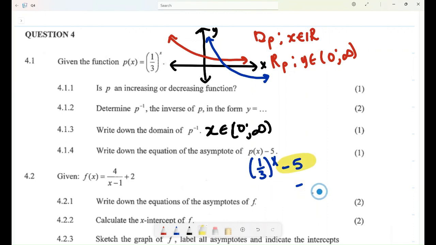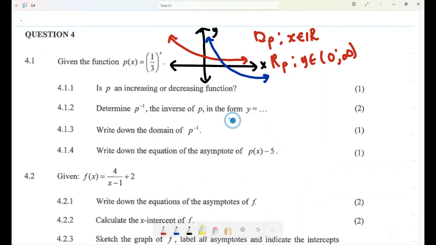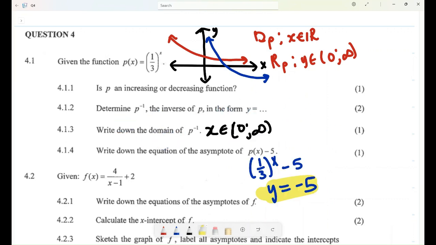Remember, I did mention that there. So we are done with question 4. You'll just say y is equal to negative 5.